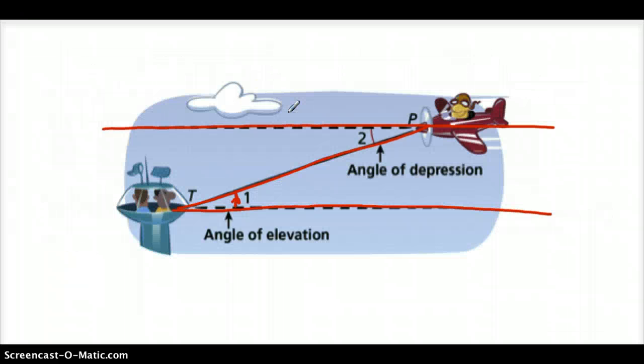Looking here, from the plane, this is the horizontal line that represents the height of the plane. The line of sight goes down from the plane to the tower, so that's depression. That angle 2 is an angle of depression in this case.